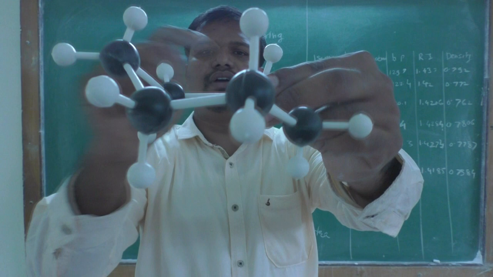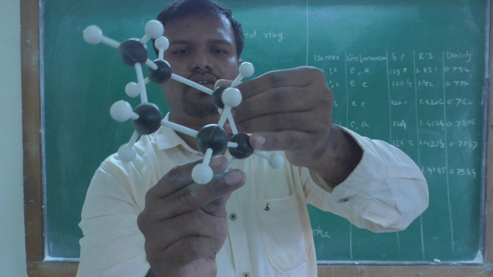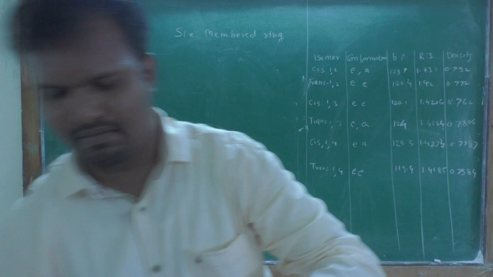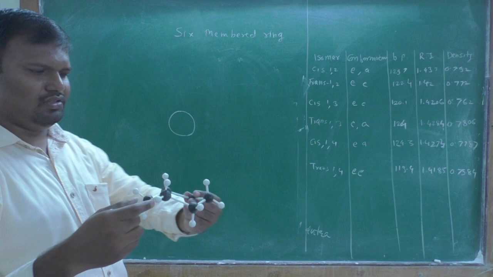Numbering them 1, 2, 3, 4, 5, 6: these carbons, the one and four carbons, are very far away from each other. You find that they are away from each other. Then the first carbon, and these four, when you look.